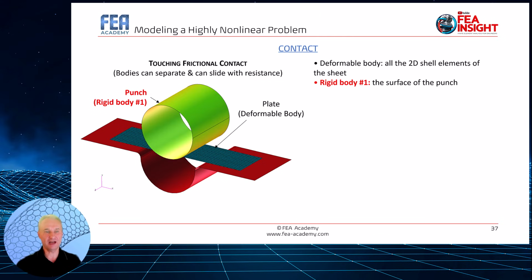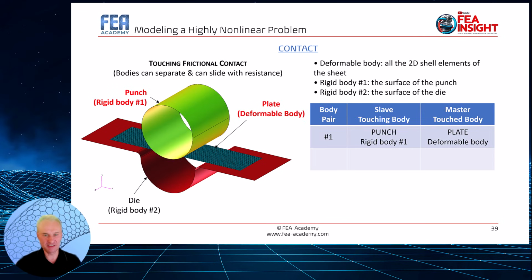Then we define two rigid bodies. The first rigid body is the surface of the punch. Keep in mind that this one is not meshed. It is just a surface. The second rigid body is the surface of the die. Again, not meshed, only a surface.